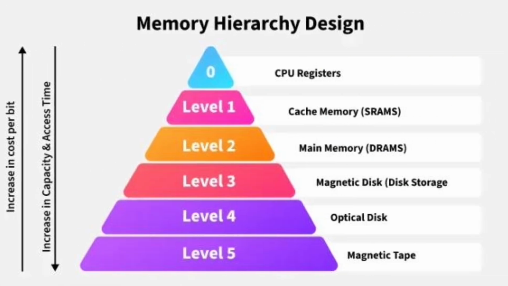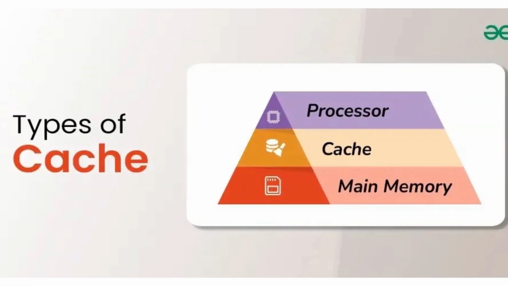To summarize, cache memory is a small and fast memory that stores frequently used data, helping the CPU work faster and more efficiently.